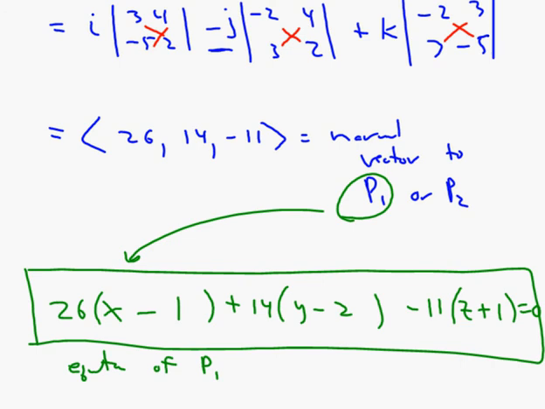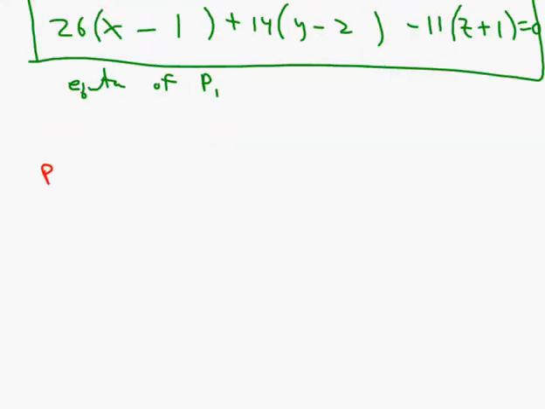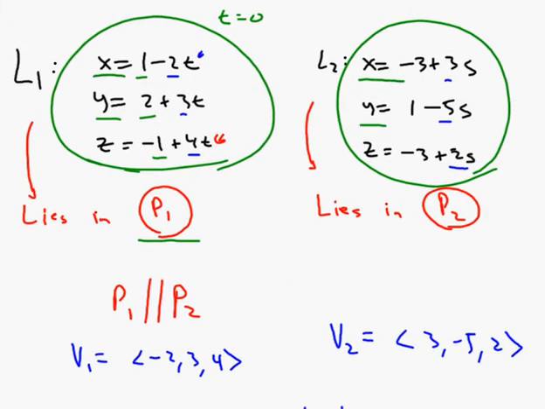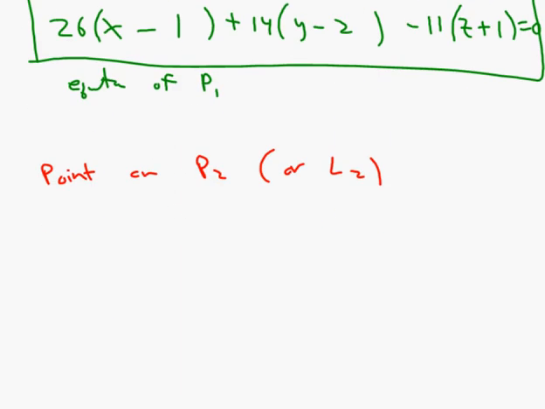Because now that you have the equation of plane 1, next we need a point on plane 2. Or we could also say a point on line 2, because line 2 is in plane 2. So we can get that pretty quickly. We go back up to the line here and set s equal to 0. If you set s equal to 0, you get the point negative 3, 1, negative 3. So that's going to go here. Negative 3, 1, negative 3 is a point on that plane.